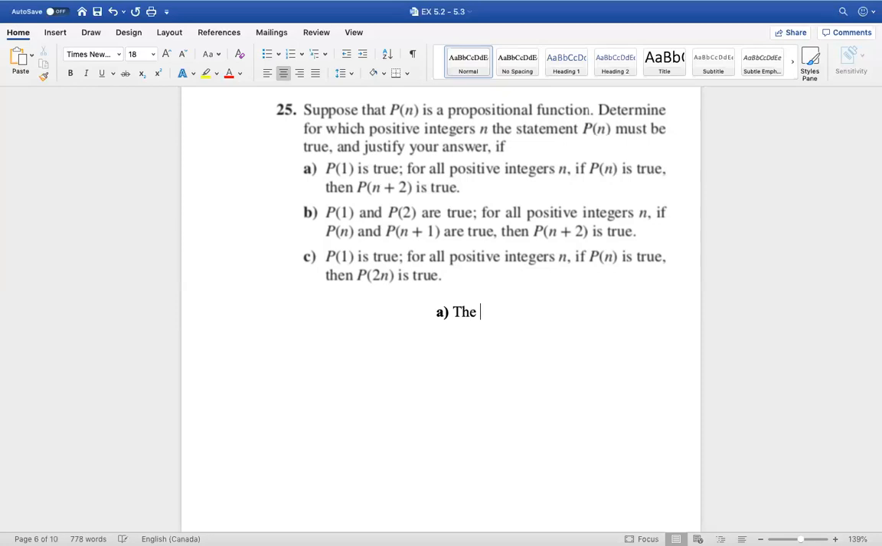So P of 1 is true, we already know that. The inductive step allows us to conclude that P of 3, because it's n plus 2, right? So it's P of 3, and then we have P of 5, and then P of 7, and then P of 9, and then so many of them. These are all true because we have this here.